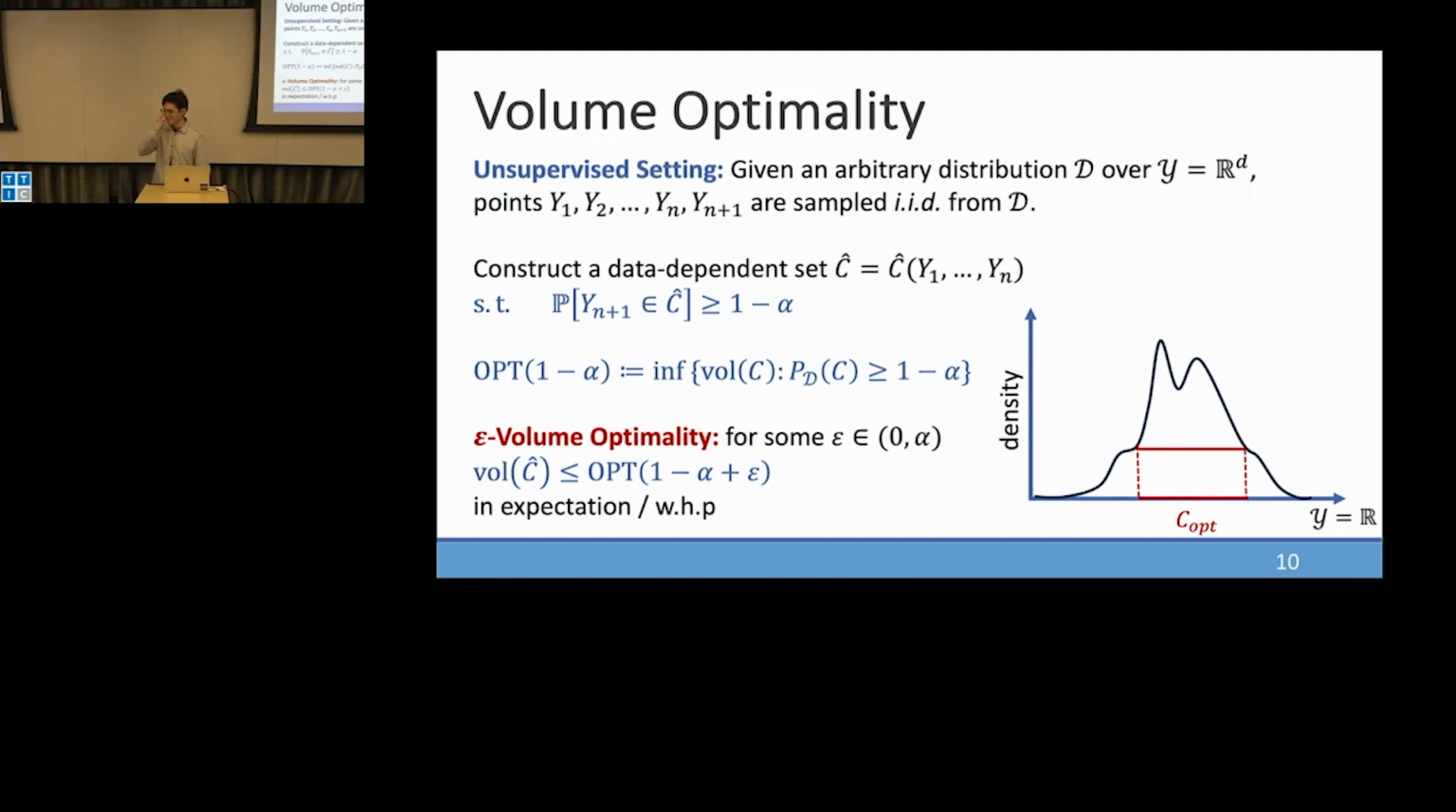So when designing this data-dependent set C hat, is it allowed to be a function of D? Do you want the same mapping from y1 to yn to C hat, which works for every D, but is not known to the algorithm? Yeah, your method does not have any information about D, so you want your algorithm to work for any distribution. Right, the key point is epsilon volume, and you have to work for every D. Yeah, this has to work for every D. Okay, otherwise it's trivial.